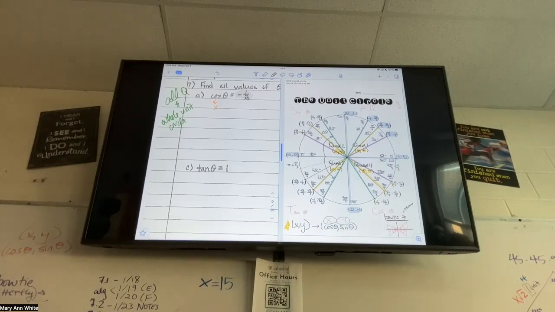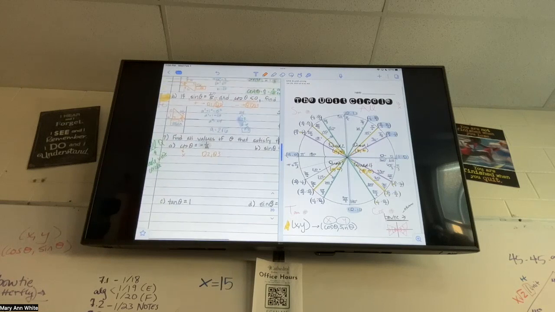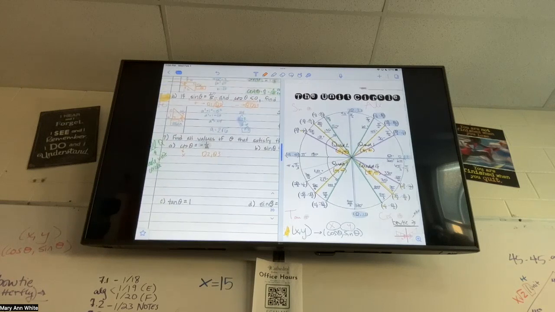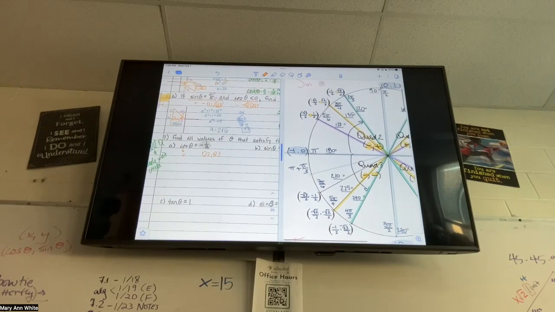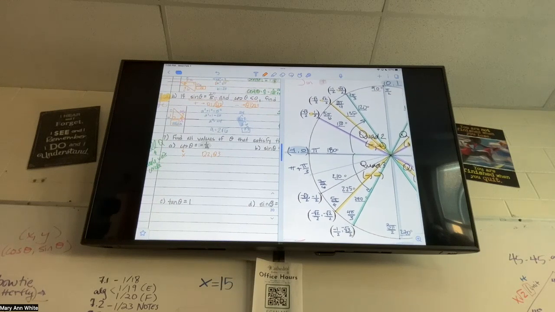The little hint is you can use All Students Take Calculus. Cosine is going to be negative in quadrants 2 and 3. I think we just talked about that on the last problem. Cosine is negative in quadrants 2 and 3. So I'm going to quadrants 2 and 3 and looking for a -1/2 for my X. Does anyone see it? What angle?